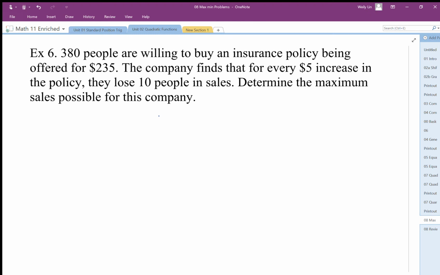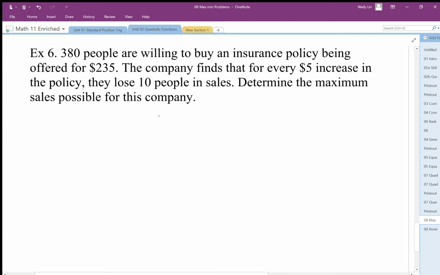So here we have 380 people willing to buy an insurance policy offered for $235. For every $5 increase in the policy cost, they lose 10 people in sales. So we want to find the maximum sales for this company.